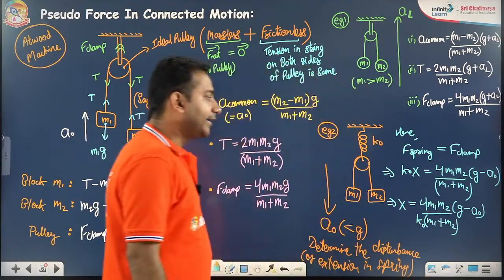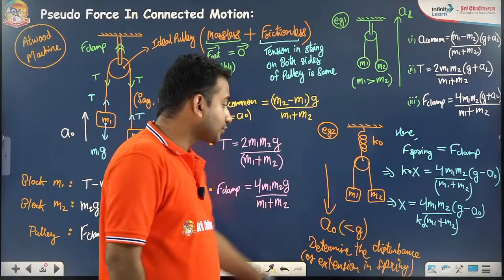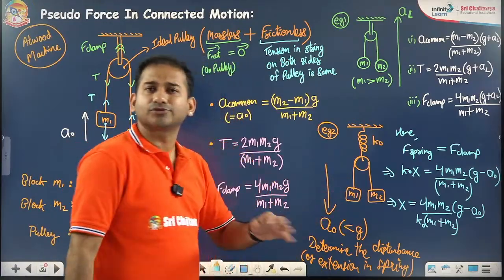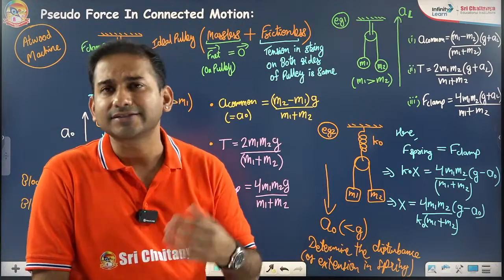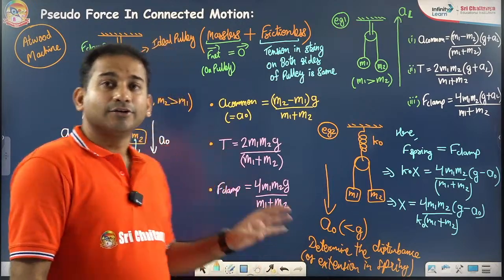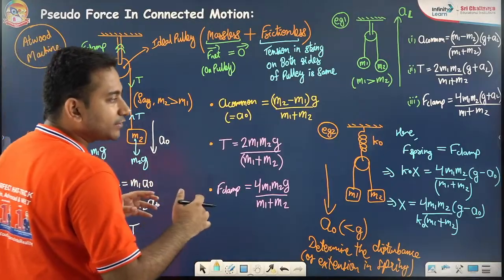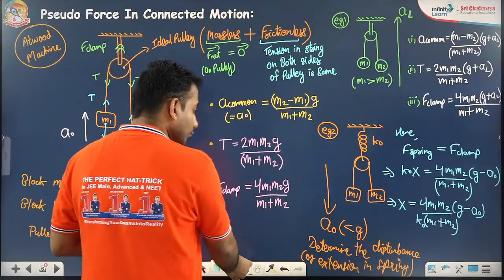All right. And even I could have modified this question by taking M1 and M2 in terms of data, 2 kg, 5 kg, and acceleration due to gravity as 10 meter per second square, like that. So right now I'm just making you familiar with the approach, how to deal with the pseudo force.